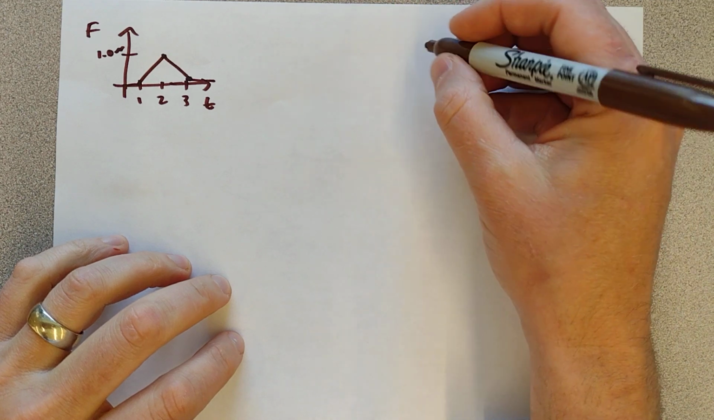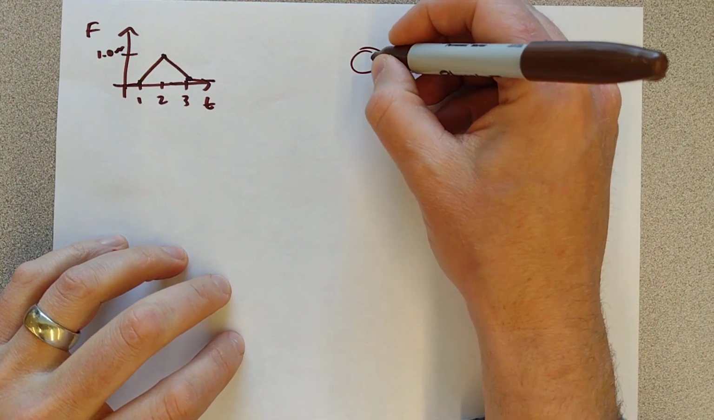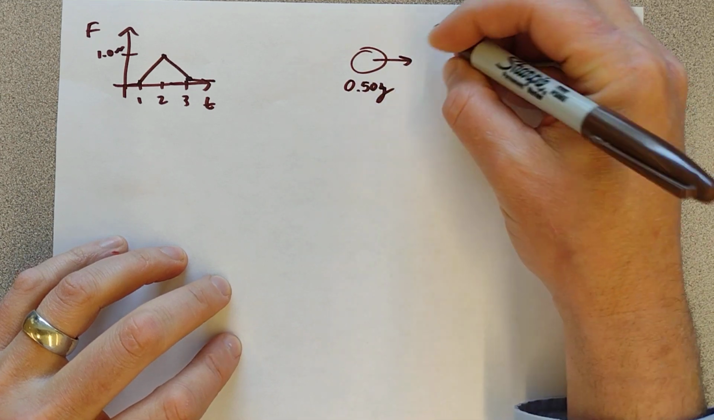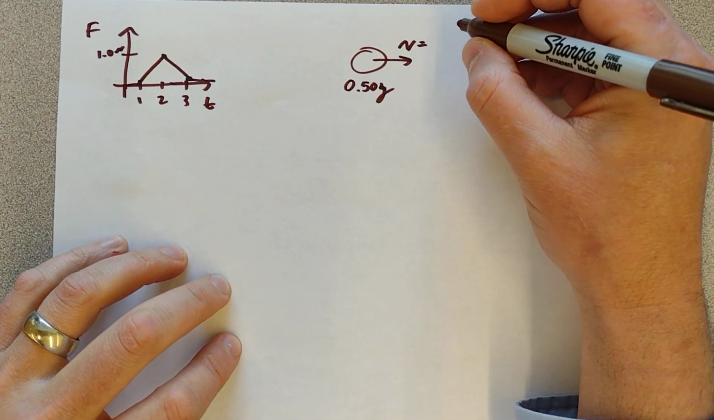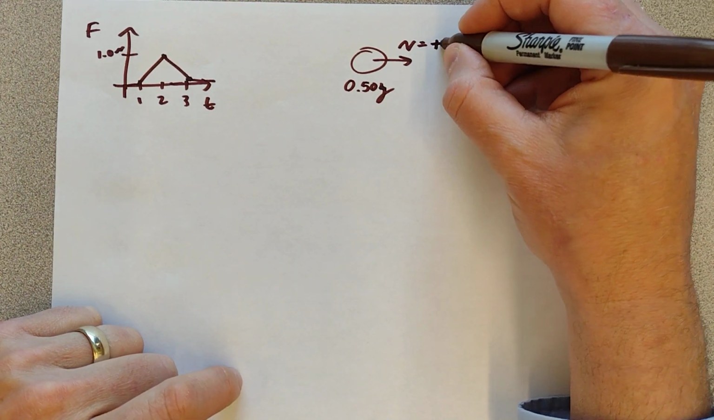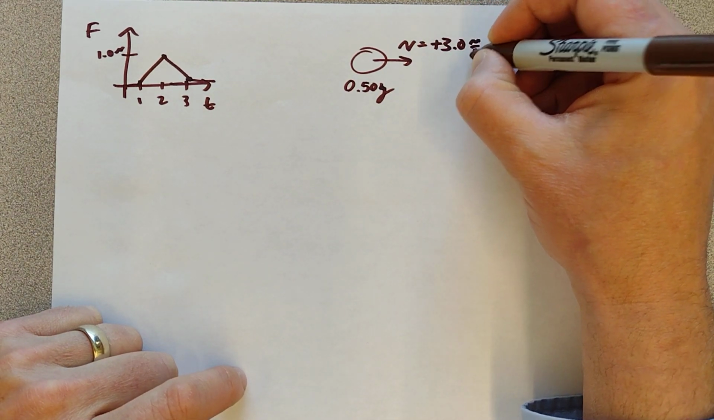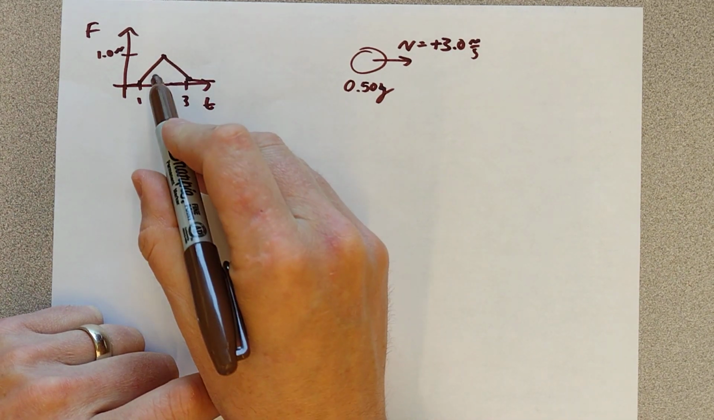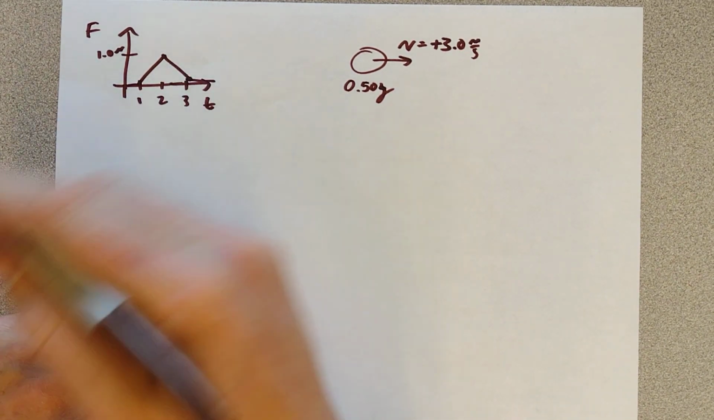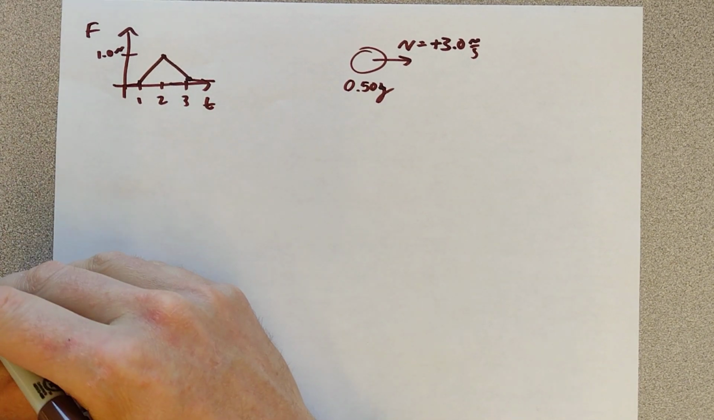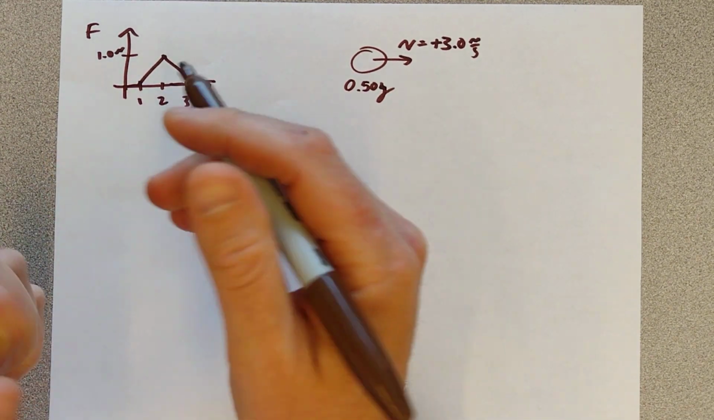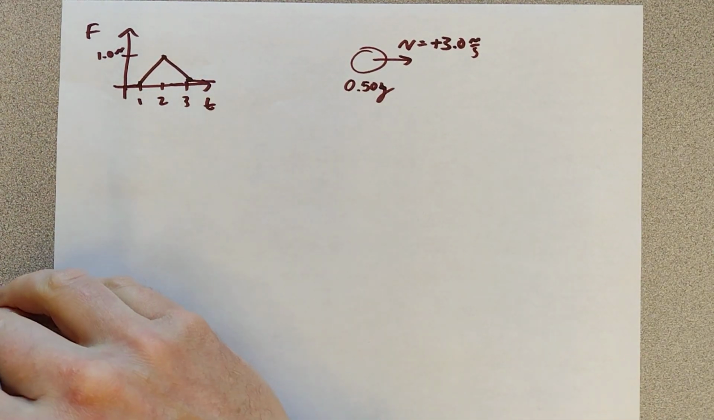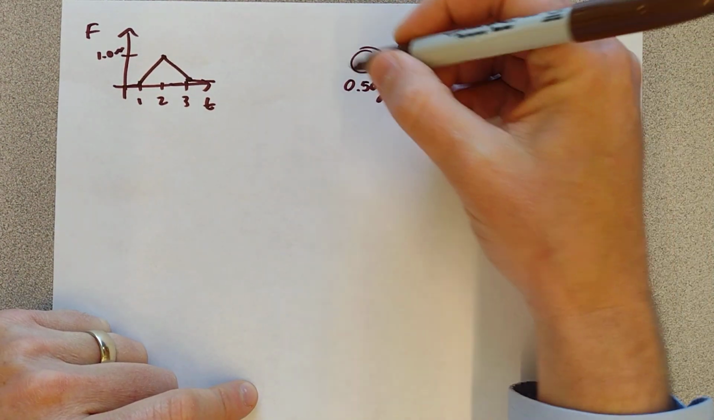Let's say our object is moving to the right. Let's say its mass is 0.50 kilograms. Let's say its initial velocity is, I don't know, positive 3.0 meters per second. Let's say in a head-on collision, this is the force that's applied to it over time. All right, so it hits something, has this force applied to it. So it's a head-on collision.